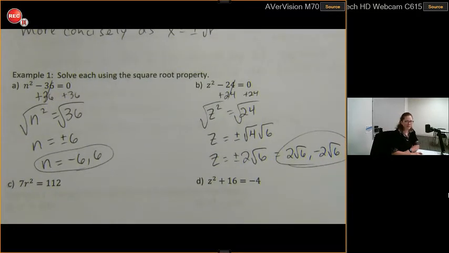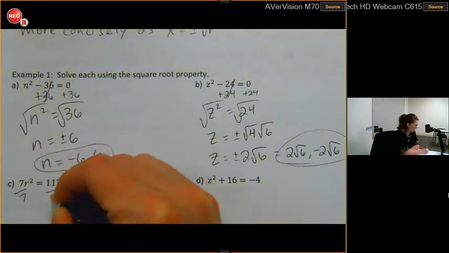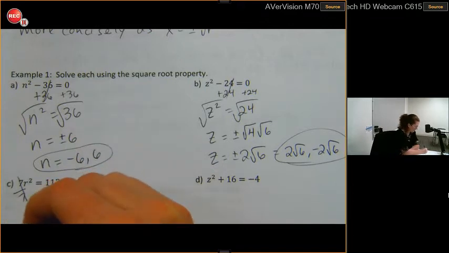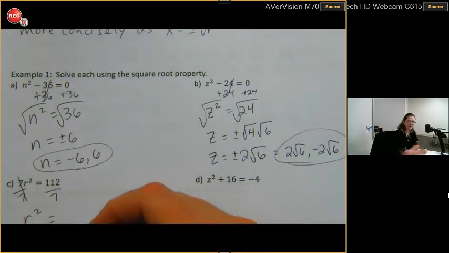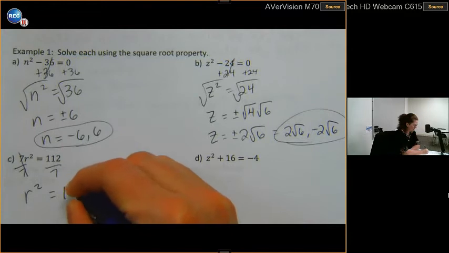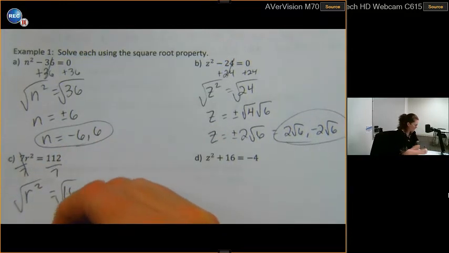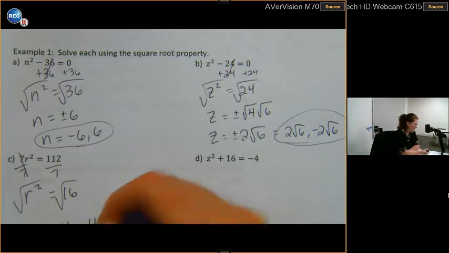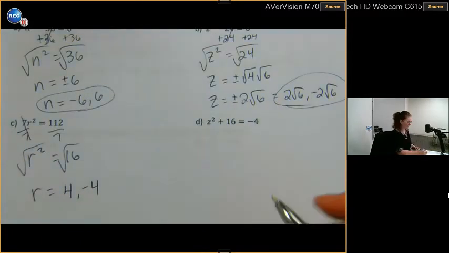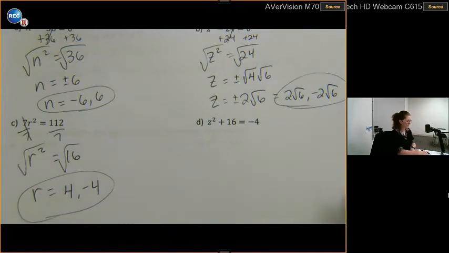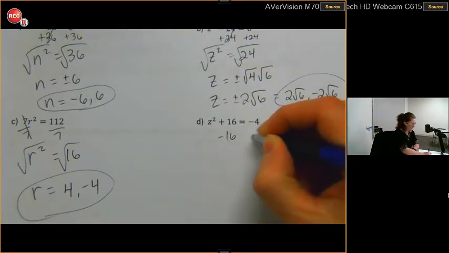Letter C, before I square root, I want to get rid of that 7. I'm going to divide by 7. 112 divided by 7 is 16. Square root of each side. So we have 4 and negative 4, or plus or minus 4. Letter D, subtract the 16.